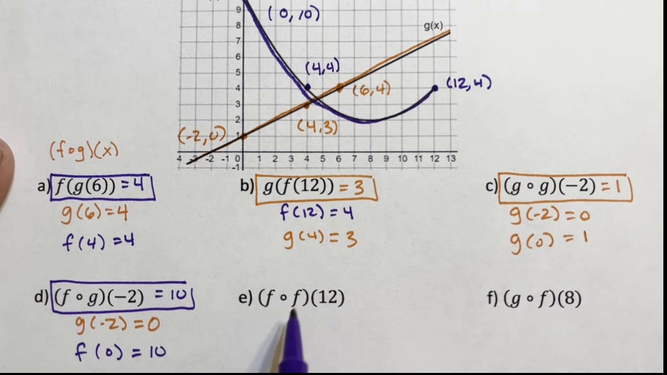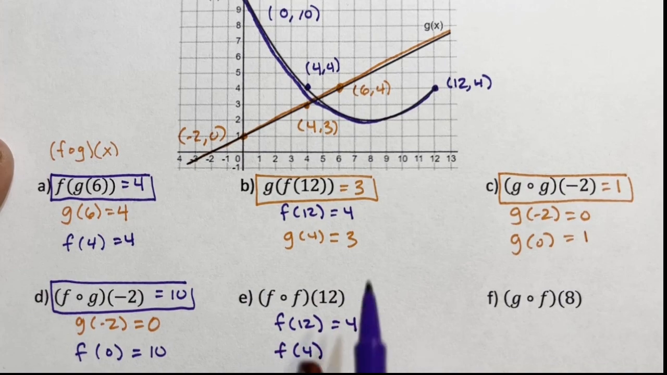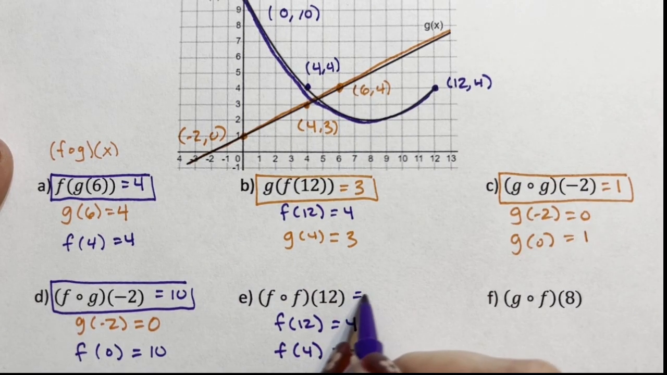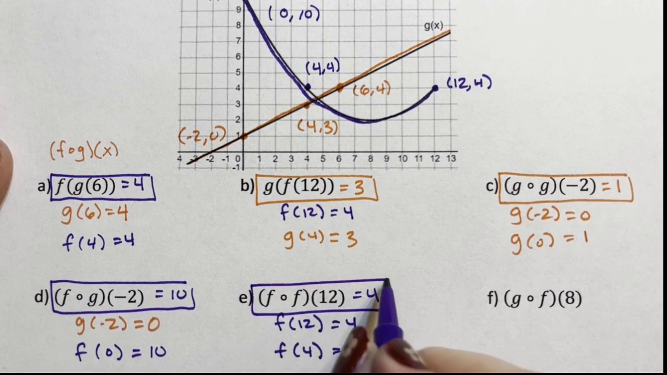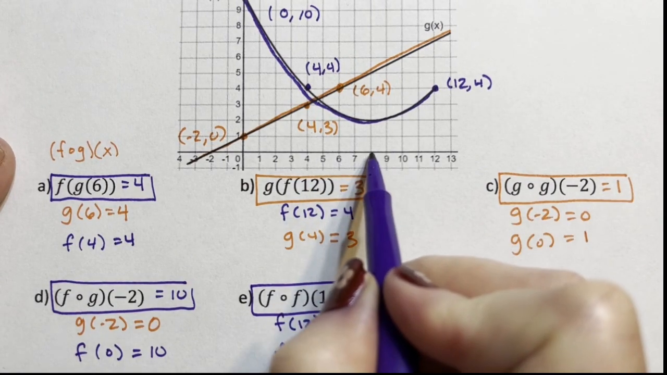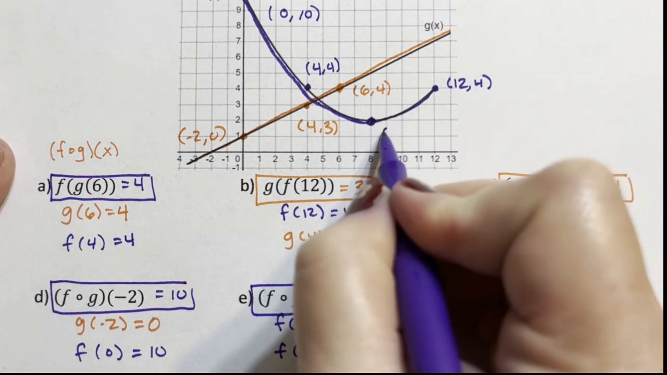So then we have f of f of 12. Well, we figured out f of 12 right here. That's 4. And then f of 4 is 4. So now we're starting to figure out points that we've already figured out. This kind of speeds things up. We start over here at g of f of 8. We come to our graph, input of 8. We go to f, (8, 2).